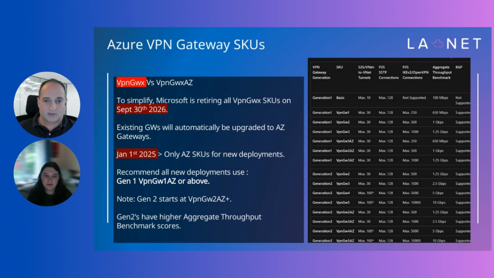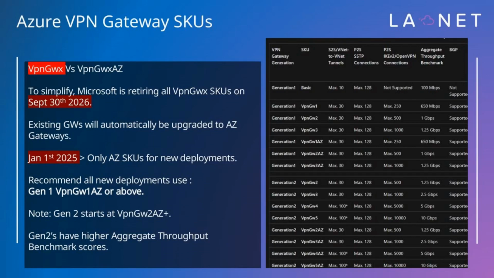I'll just make this one a bigger screen on this one. As you can see here, we've got VPN GW with a number, and then you've got VPN GW with a number and AZ as well. So that just shows the different types and the different sizes and specs.